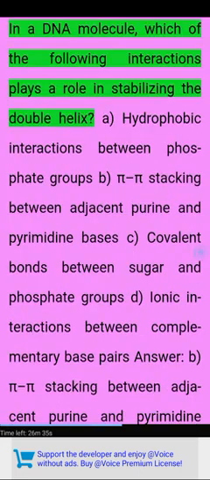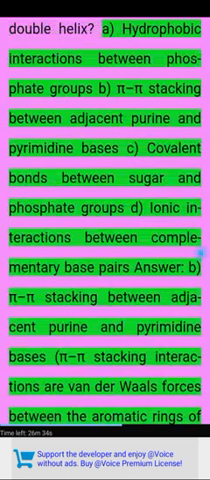2. CSIR NET June 2014. In a DNA molecule, which of the following interactions plays a role in stabilizing the double helix? A. Hydrophobic interactions between phosphate groups. B. Pi-pi stacking between adjacent purine and pyrimidine bases. C. Covalent bonds between sugar and phosphate groups. D. Ionic interactions between complementary base pairs. Answer: B. Pi-pi stacking interactions are van der Waals forces between the aromatic rings of adjacent nitrogenous bases in DNA.